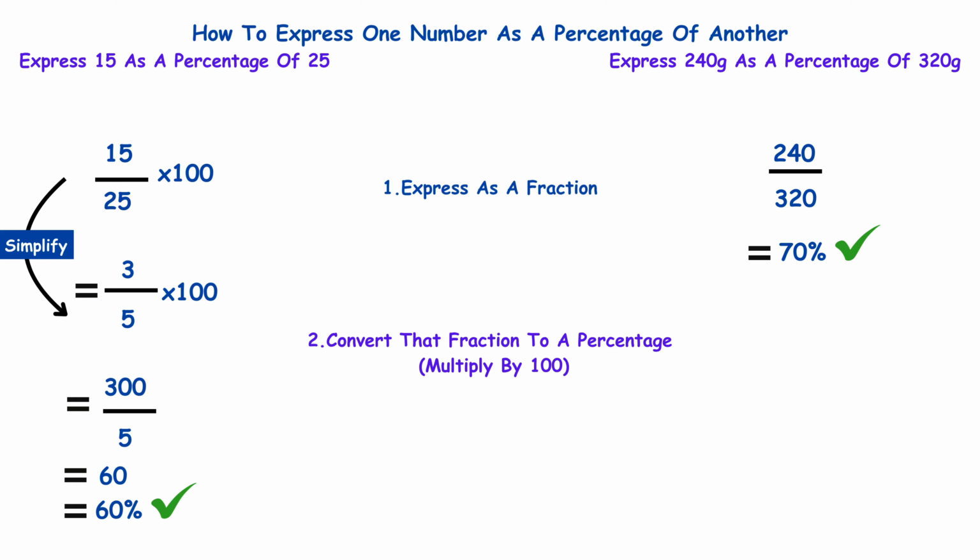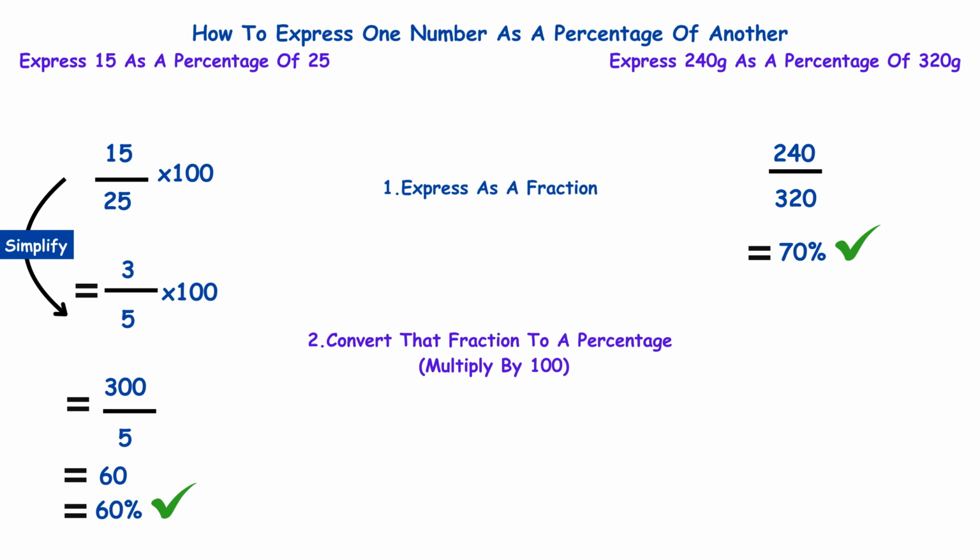To start with the first example, where we need to express 15 as a percentage of 25, we begin by forming the fraction 15 over 25, and then we convert that fraction to a percentage by multiplying it by 100. If you're allowed to use a calculator, then you can simply enter this into it, and you'll quickly arrive at your answer. However, if you are not using a calculator, it is often helpful to simplify the fraction first to make the calculation easier. In this case, 15 over 25 simplifies to 3 over 5, and then we multiply 3 by 100, which gives us 300, and divide that by 5 to get 60. So the final answer in this example is 60%.